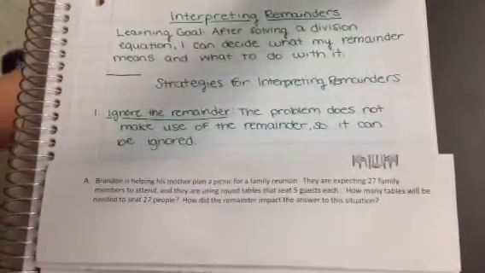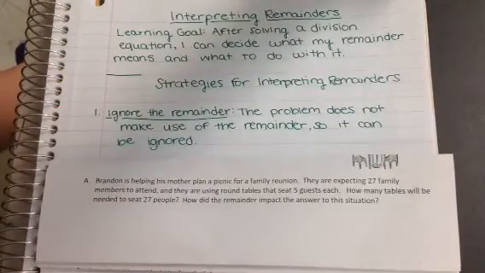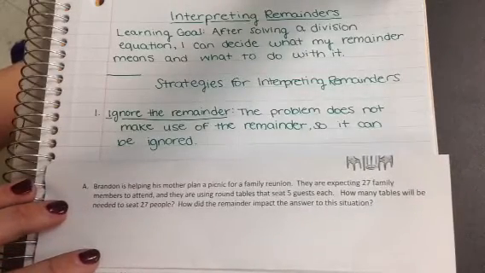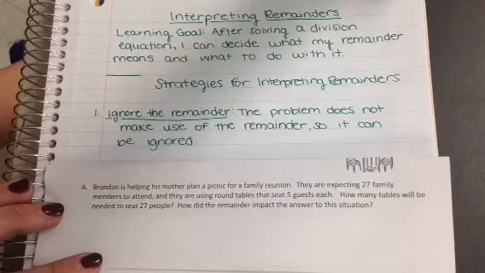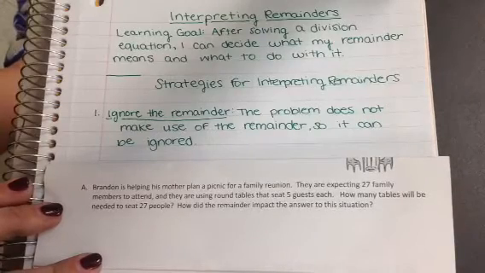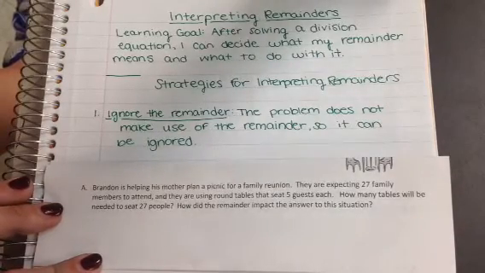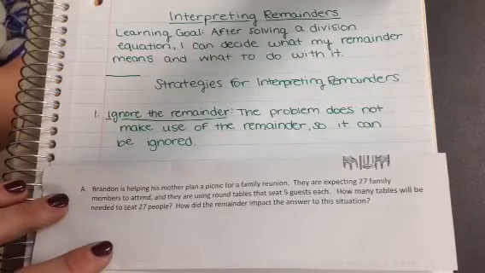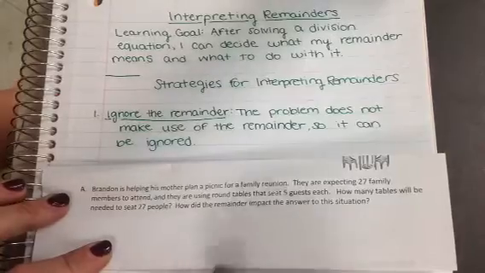Brandon is helping his mother plan a picnic for a family reunion. They are expecting 27 family members to attend, and they are using round tables that seat 5 guests each. How many tables will be needed to seat 27 people? How did the remainder impact this situation?